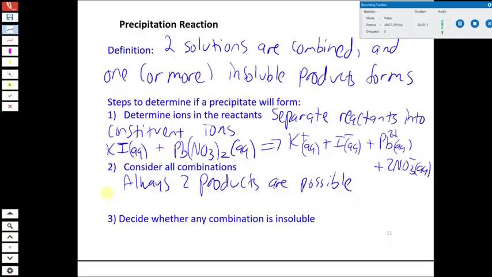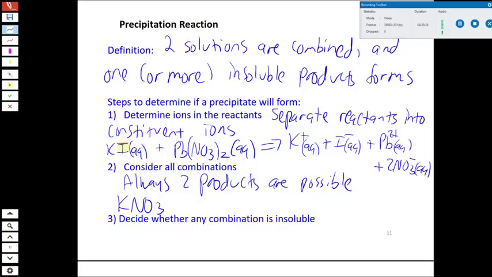So what we do to figure out the two products is we just swap the cations and the anions. So we take the cation from the first reactant, which is K+, and we pair that with the anion from the second reactant, which is NO3-. So we're just swapping cations and anions with each other. So K+ is going to pair with NO3-, so that's going to form KNO3 as one of the products.